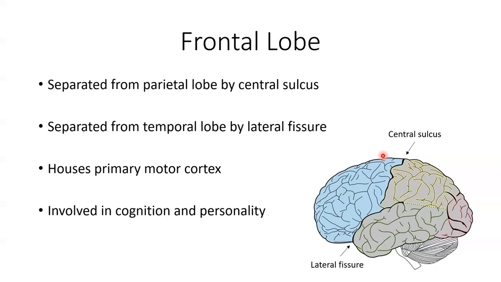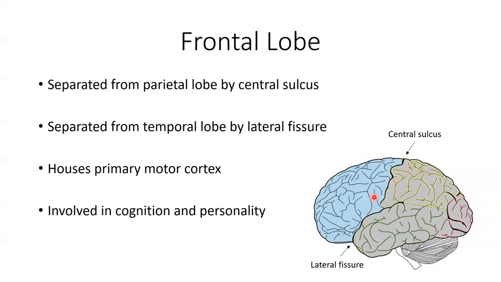Each cerebral hemisphere can be further divided into several lobes, and the lobes are named after the bones of the skull that protect them. For example, our frontal lobe is here. It sits underneath our frontal bone. We have our occipital lobe at the back, and that's where our occipital bone of the skull would sit.